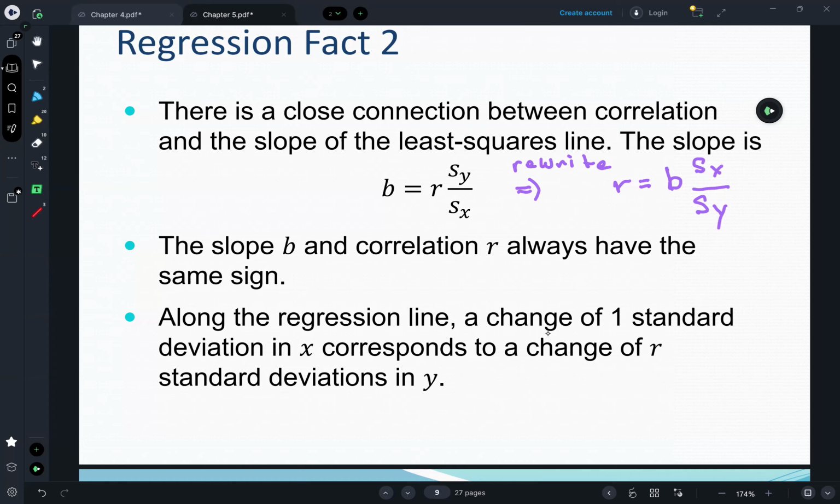Okay. It depends what you're being given in the question. The slope b and correlation r always have the same sign. So if the slope is positive, then the correlation must be positive. If the correlation is negative, then the slope must be negative, and vice versa. They have to have the same sign. And a change of 1 standard deviation of x corresponds to a change of r standard deviations in y.